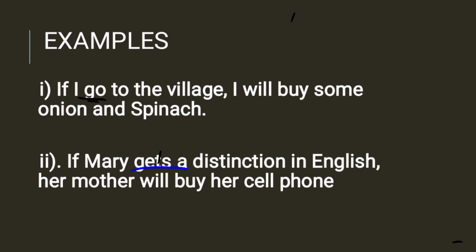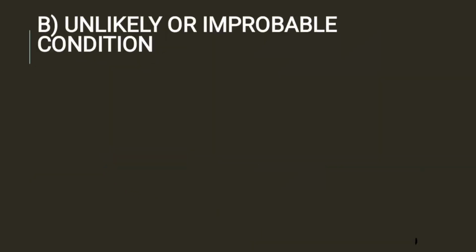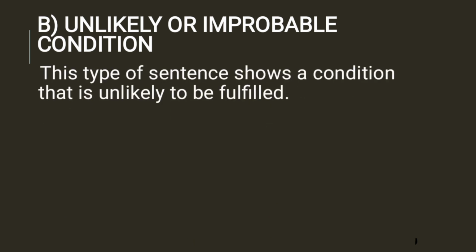So as you can see, we have will in the main clause, which is the future. Very simple and straightforward. Unlikely or improbable condition. That is the second type of conditional sentences. So this type of sentence shows a condition that is unlikely to be fulfilled. A probable condition is very likely to be fulfilled, but an improbable condition is unlikely to be fulfilled.